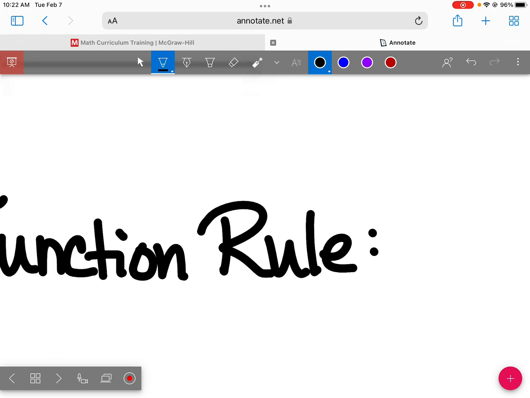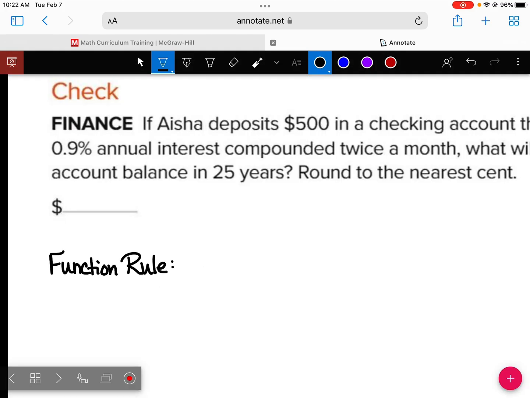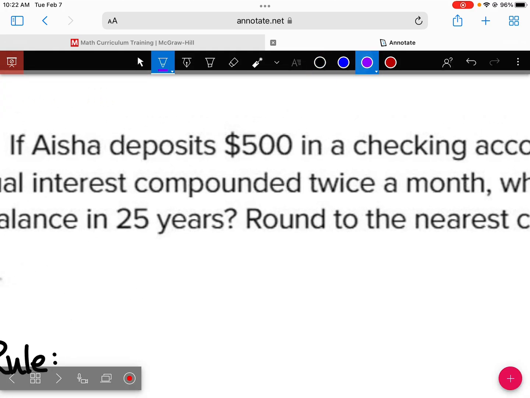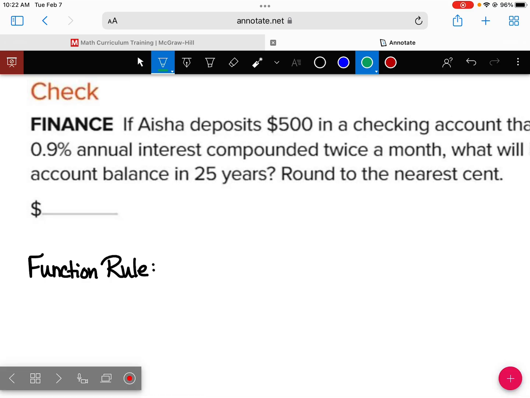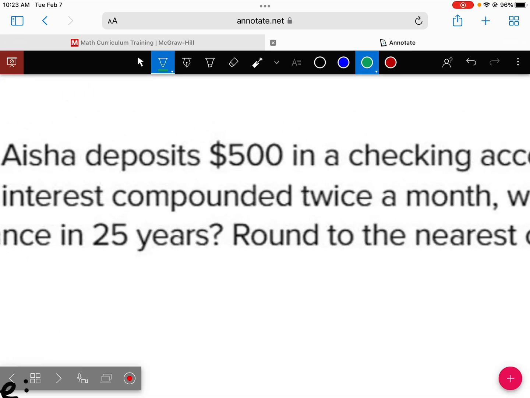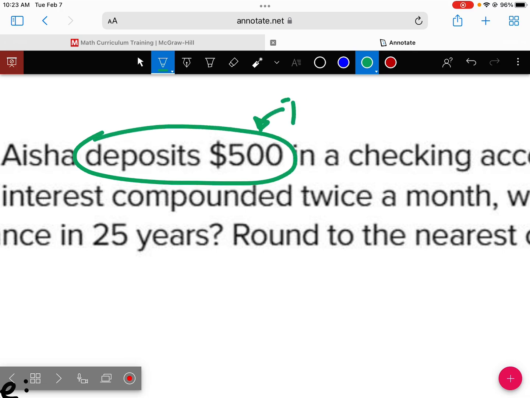All right, let's see what we've come up with. Tell me from the story up here what the different numbers represent in the formula. Pick out any of the numbers and tell me what they mean. 500 is P. This is our starting amount. Perfect.